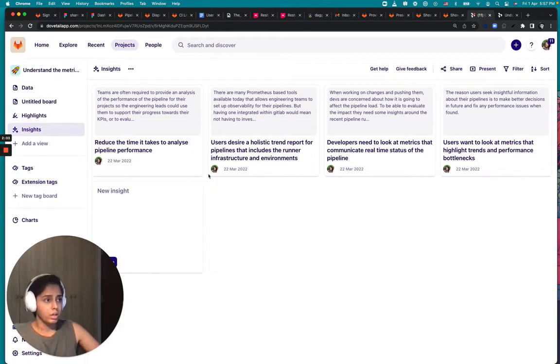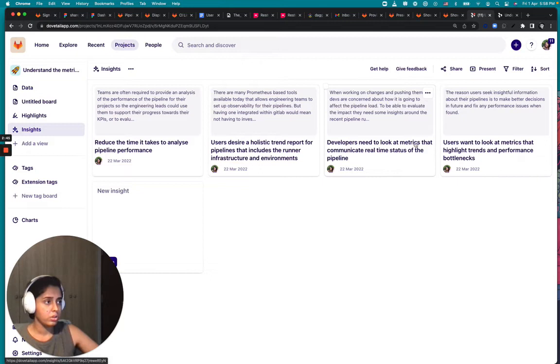Next is users desire a holistic trend report for pipelines that include the runner infrastructure and environments. So pipelines alone don't tell the complete story. It is only when you put them into context, like which branch they are running for, which commit it is running for, or which environment the pipeline ran for. Those are the critical pieces of information that add more context to the insights that we're presenting. So those particular data points are equally important to users, along with how their pipelines are performing, pass, fail, etc.